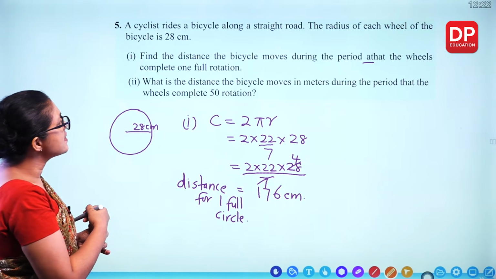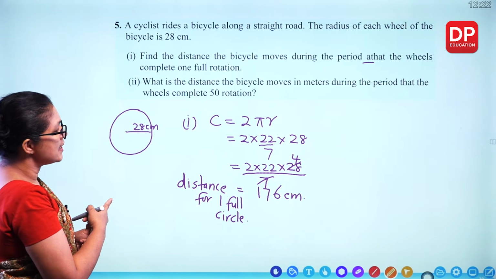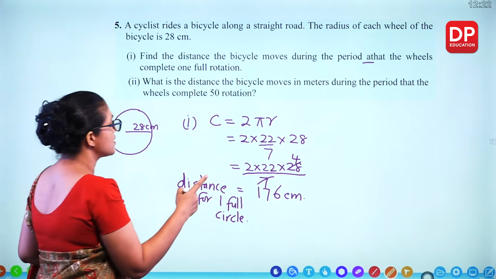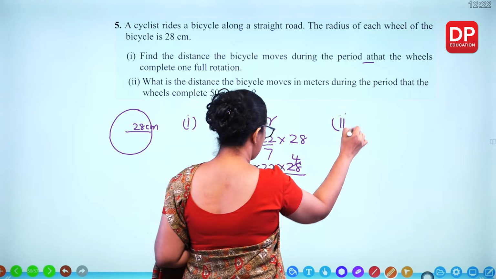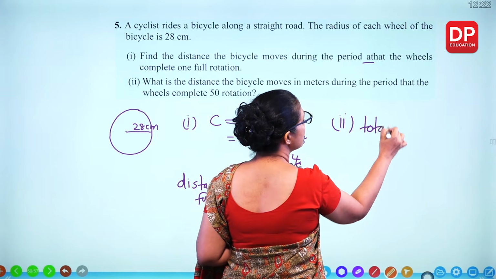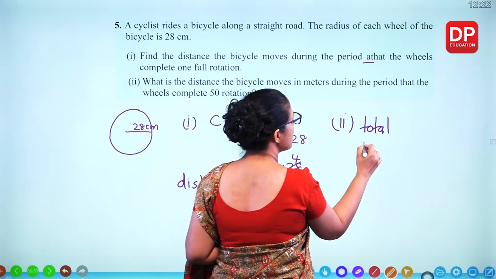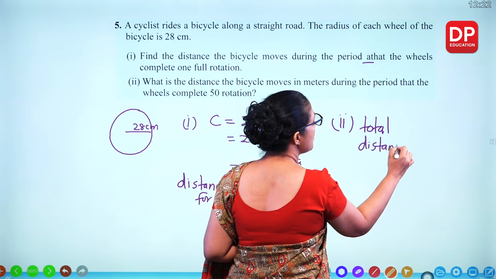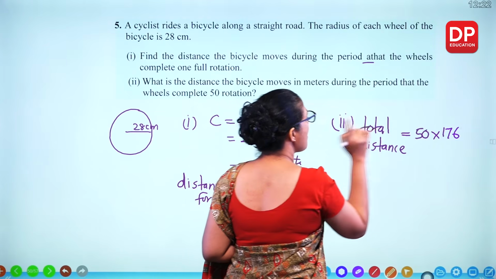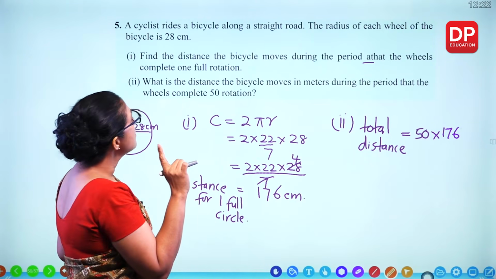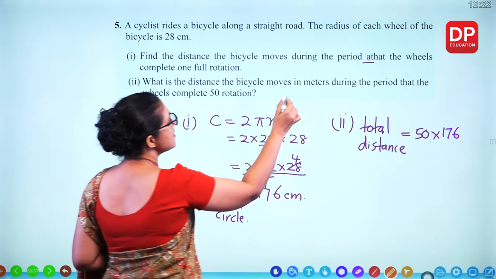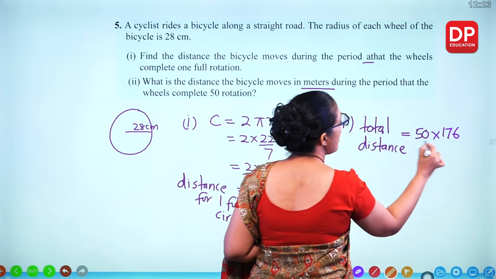Second part: what is the distance the bicycle moves, in meters, during the period that the wheel completes 50 rotations? One full circle is 176. So what's the total distance for 50 rotations? Total distance is equal to 50 times 176. But this is in centimeters. You need to find the distance in meters, so divide this by 100.